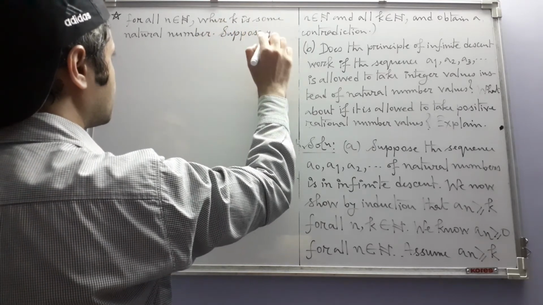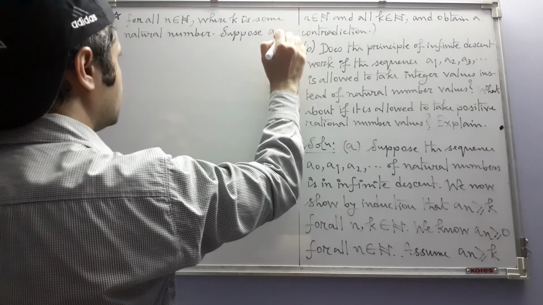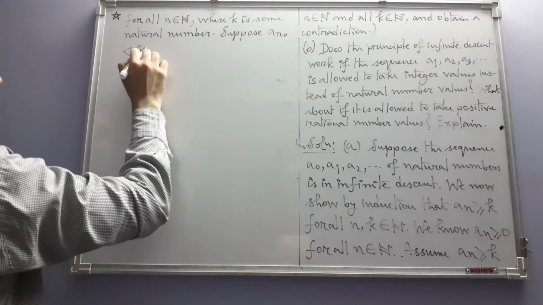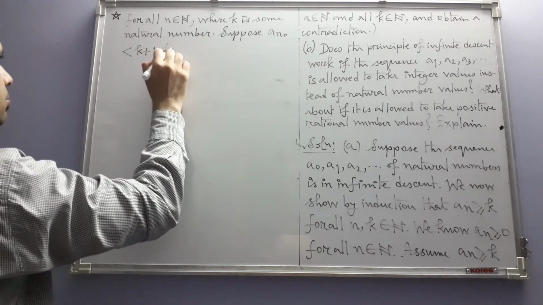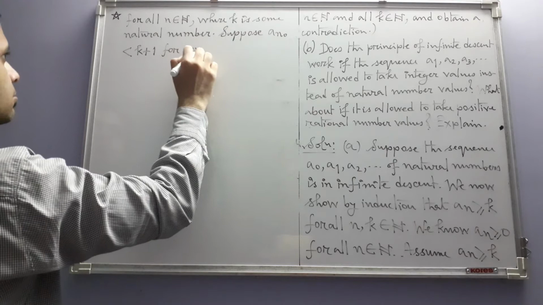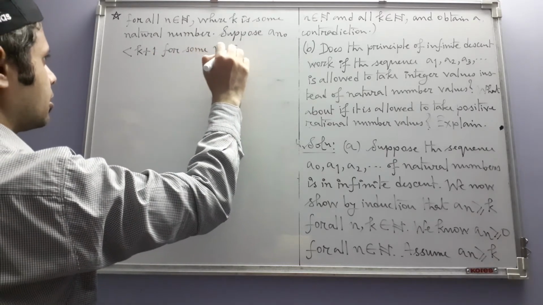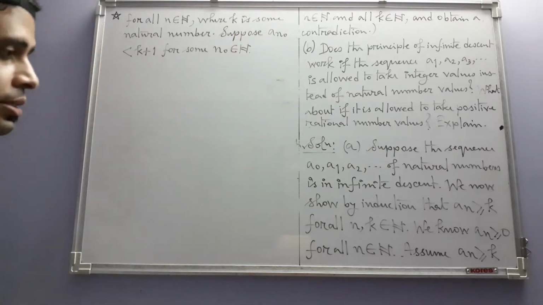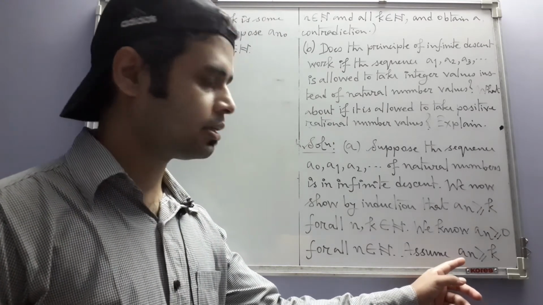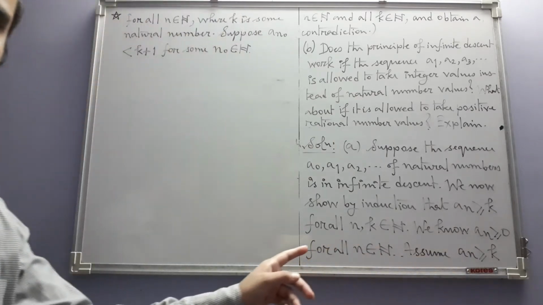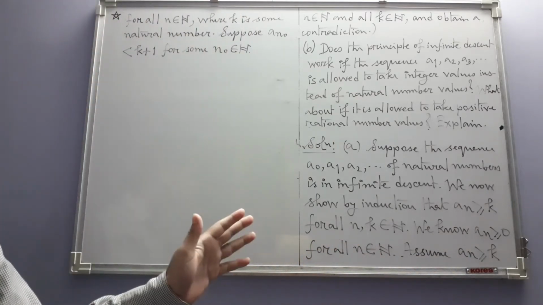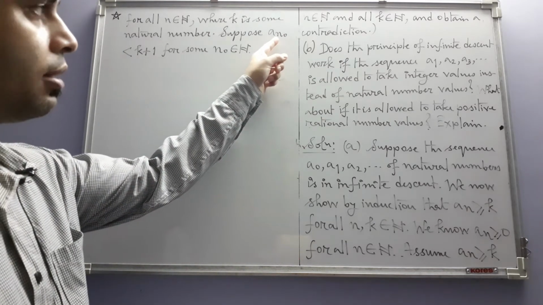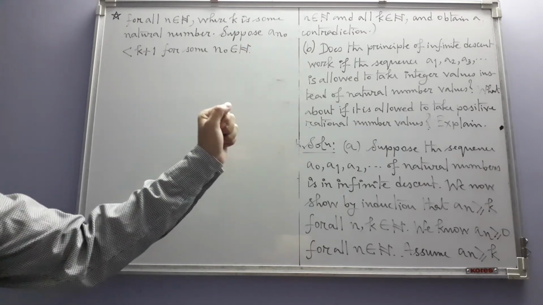So it's a combination of induction and the method of contradiction. Suppose a_n0, say, is strictly less than k plus 1 for some natural number n0. But what is the induction hypothesis? The induction hypothesis says that a_n is greater than or equal to k for every natural number n. So in particular for this natural number n0 also, a_n0 will be greater than or equal to k.